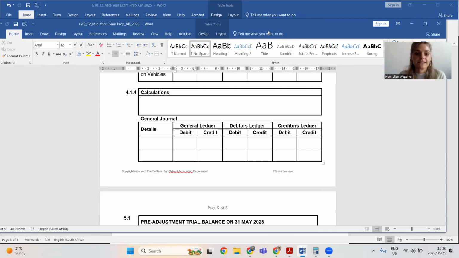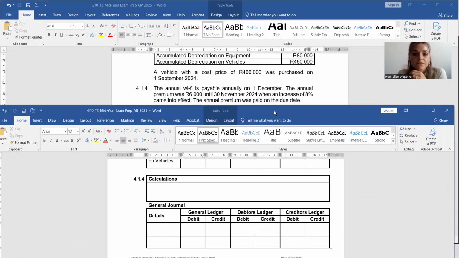Then the last one says that the annual Wi-Fi is payable on the 1st of December. So as soon as you see an annual payment that is made on a specific date, you need to look out for a prepaid expense, because now we're looking at the 1st of December. Our financial year end is 31 March. So we have paid for December, Jan, Feb, March. Whatever we paid for after March is a prepaid expense. So that is an asset that may not be included in my expenses. So I need to remove it from my expenses and reclassify that as a current asset.